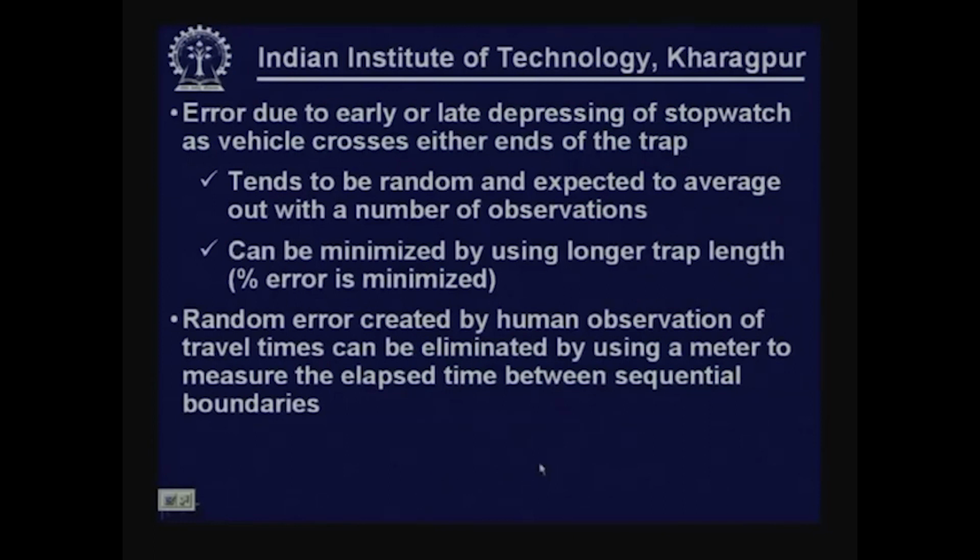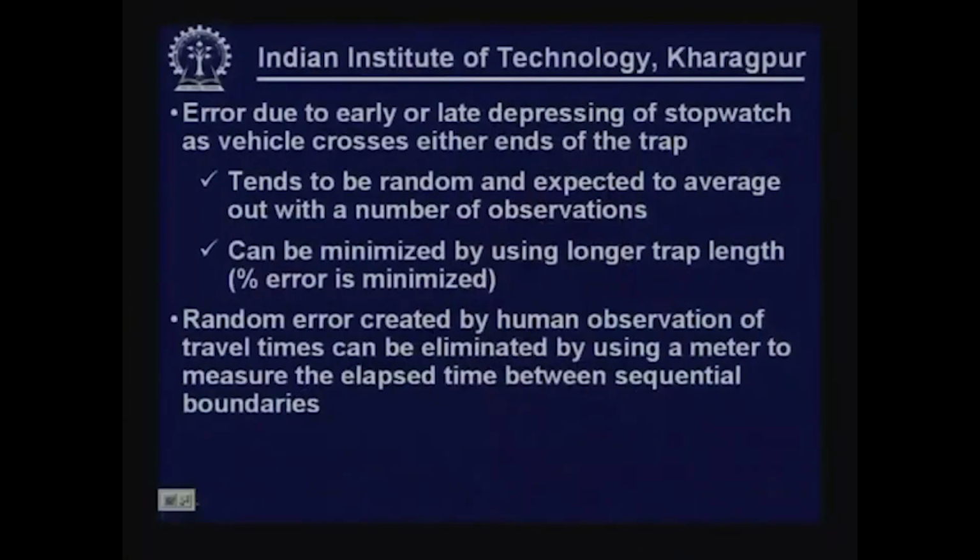There could be error due to early or late depressing of the stopwatch, but this tends to be random, so it can be minimized and gets canceled out. Of course, this error can be minimized using a longer trap length, because the more the actual travel time, the percentage error would be less. But obviously we cannot make it too long, then the meaning of spot speed will be lost.